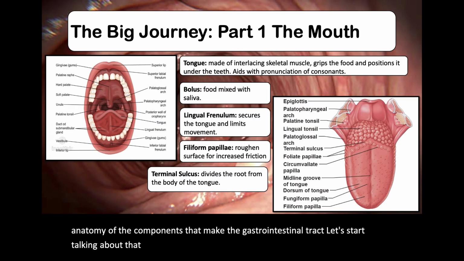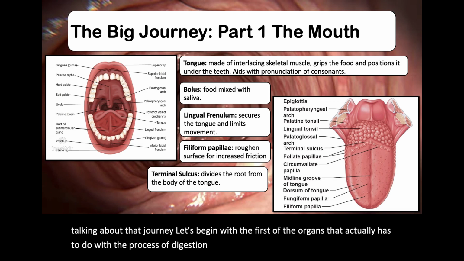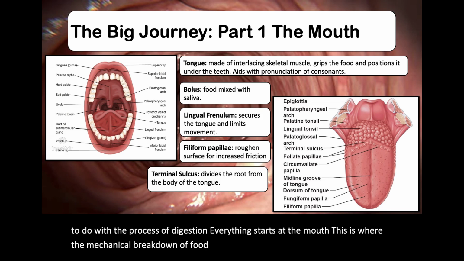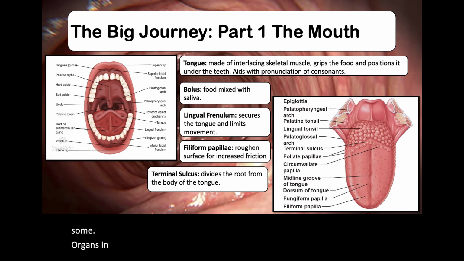Let's begin with the first of the organs that actually has to do with the process of digestion. Everything starts at the mouth. This is where the mechanical breakdown of food is going to occur, and we have some organs in here, some structures that we should be familiarized with.